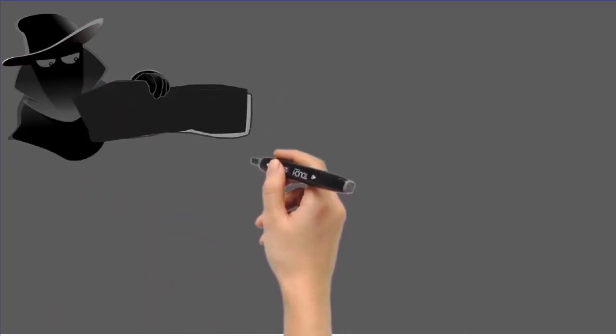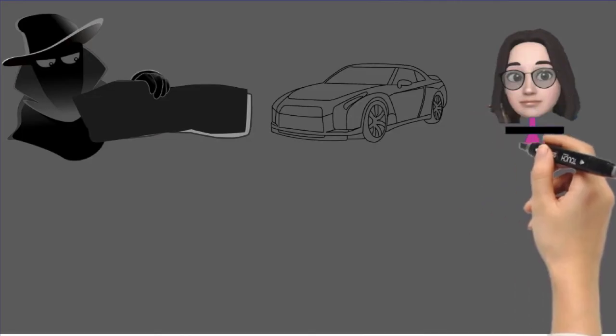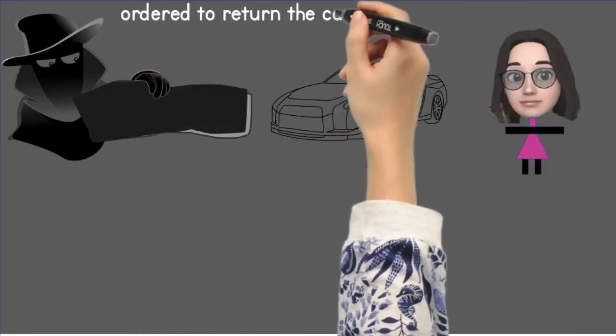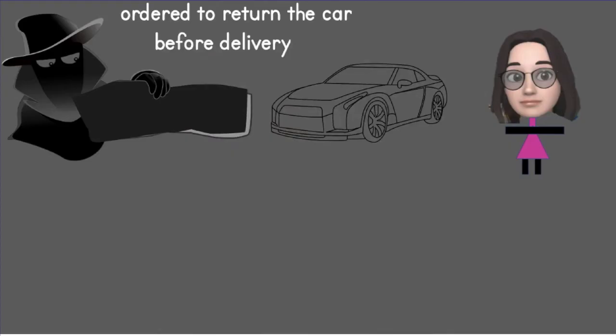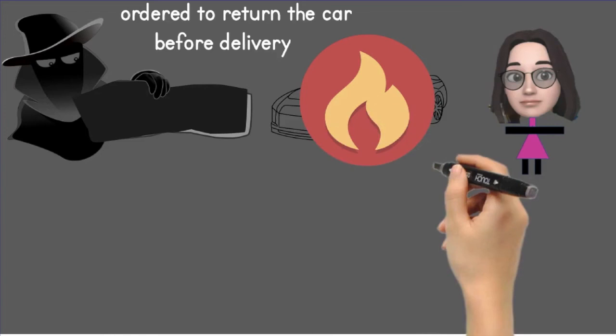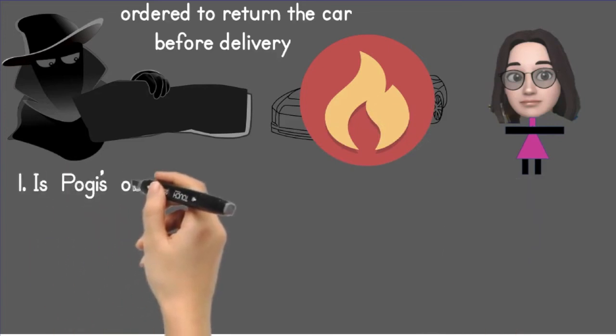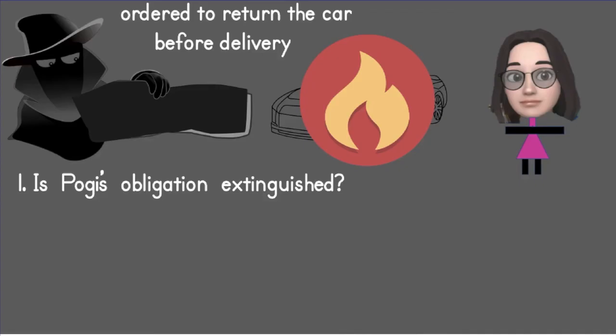So example, ganito. Si Pogi, ninakaw niya yung sasakyan ni Ganda, and so ngayon, he is now ordered to return the stolen car sa may-ari, kay Ganda. Pero, bago pa na-deliver ni Pogi ang sasakyan, nagkaroon ng sunog sa bahay ni Pogi, at nasunog pati ang sasakyan ni Ganda. Question: is Pogi's obligation extinguished? No, Pogi's liability is not extinguished.